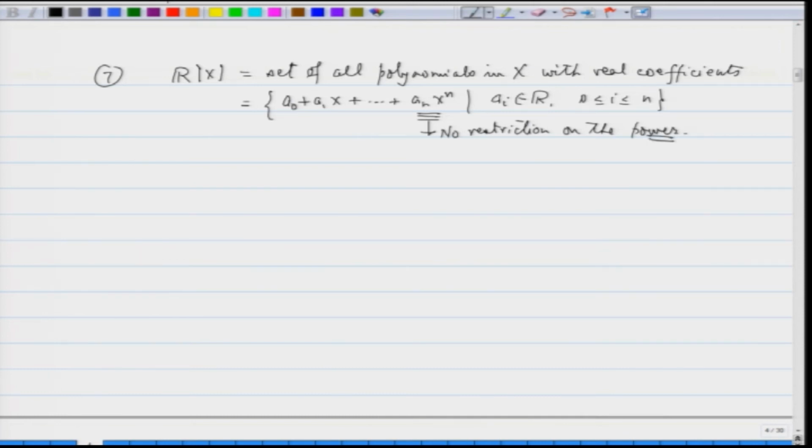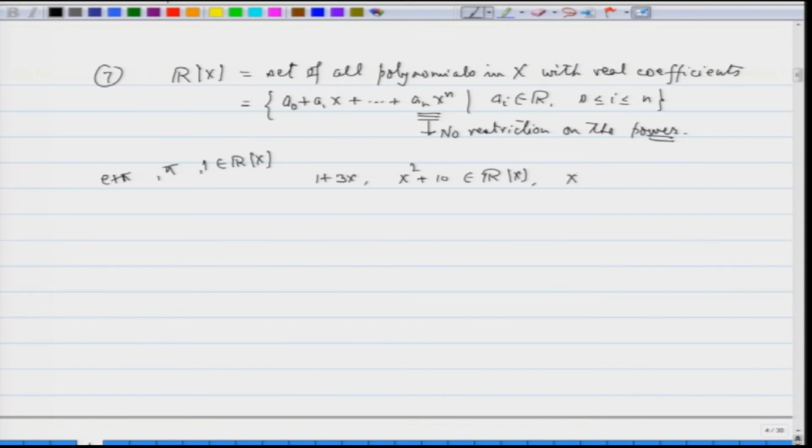So, this set will contain constants. So, 1 belongs to R of x, pi belongs to R of x, e plus pi belongs to R of x. We also have 1 plus 3x belongs to R of x, x square plus 10 belongs to R of x.